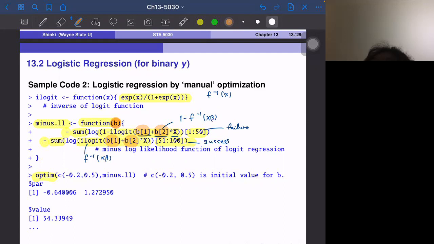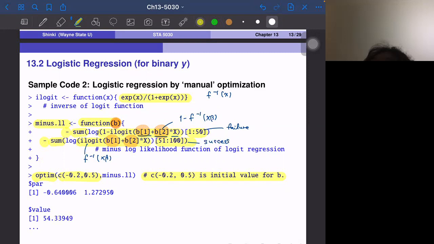And the optim function works in this way. The first argument is the initial value. So just any value, maybe you can start with 0, 0, or if you have a good guess, then you can put the initial guess in. In this case, negative 0.2 and 0.5 are just random numbers.